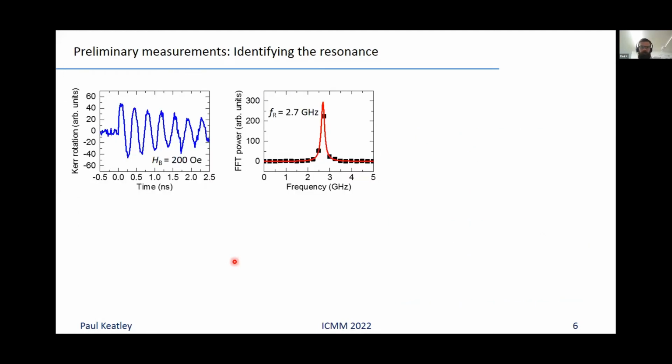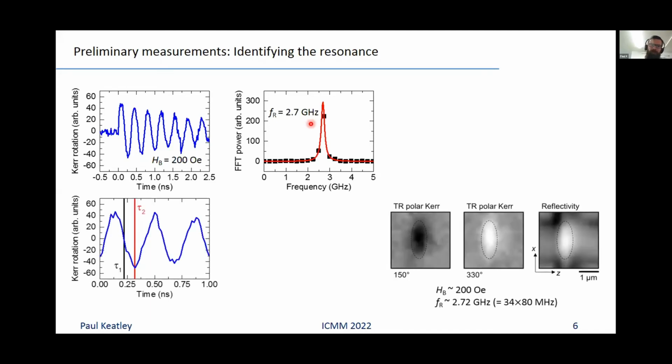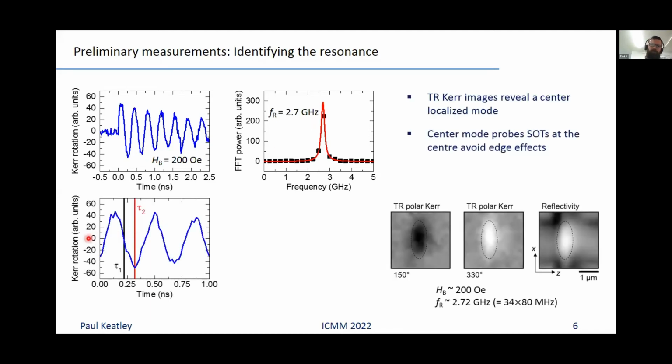Then preliminary measurements to find the resonance conditions. The first thing we do is use a picosecond broadband pulse excitation rather than microwaves, to look at the precession signal for a particular bias field. Here we use 200 Oersted, for example. Then we can extract the frequency from a Fourier transform and apply a single frequency microwave excitation at that frequency.